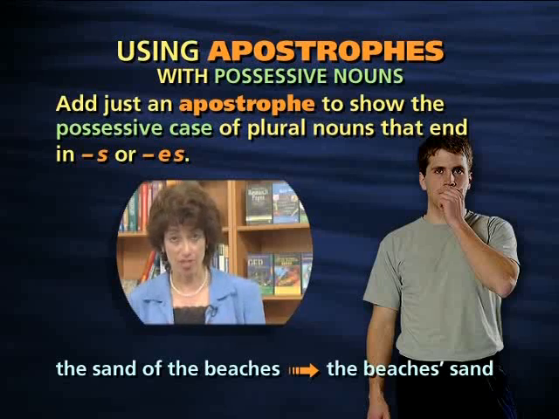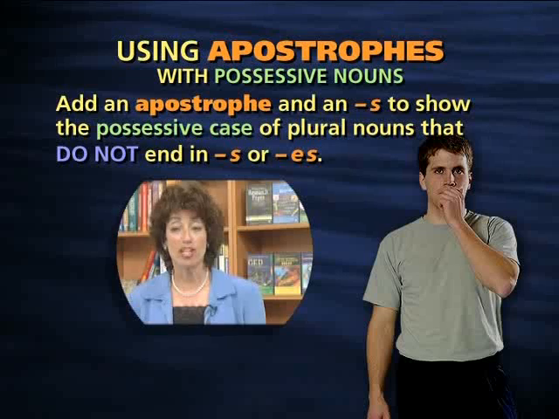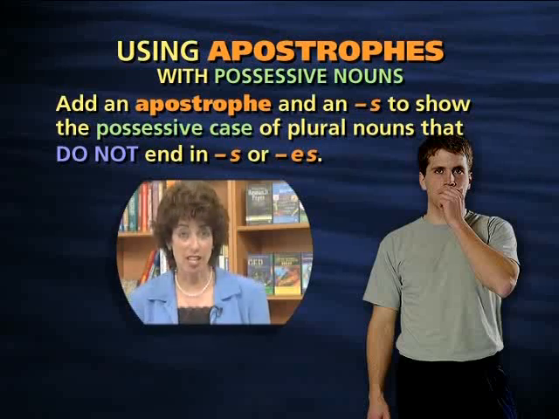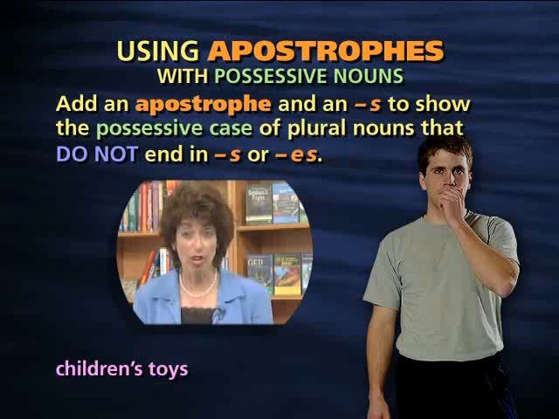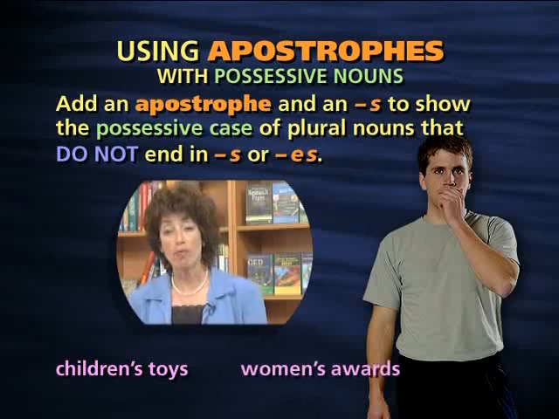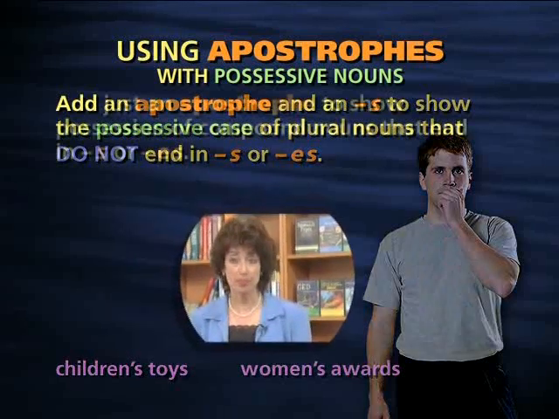Apostrophe. Add an apostrophe and an S to show the possessive case of plural nouns that do not end in S or ES. Children's toys: children is plural, the singular is child. Women's awards: plural, the singular is woman.